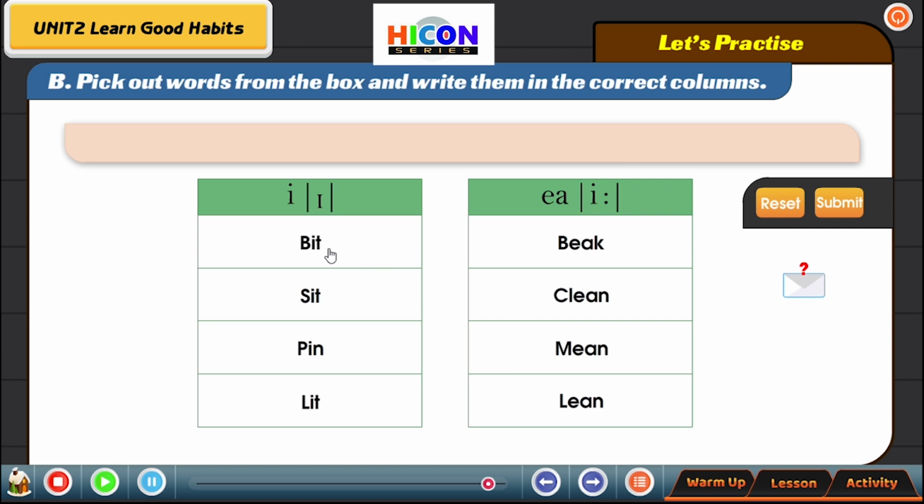Okay? So bit, beak. Sit, clean. Pin, mean. Lit, lean. Okay? So these are a short E, these are a long E. Now keep the screen the same for a minute. You can practice it there. Okay?